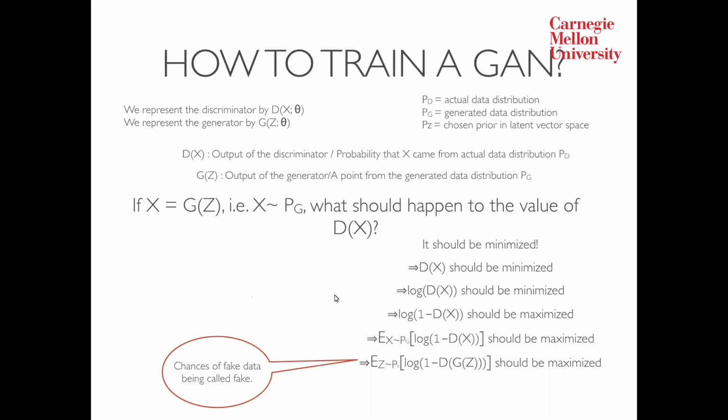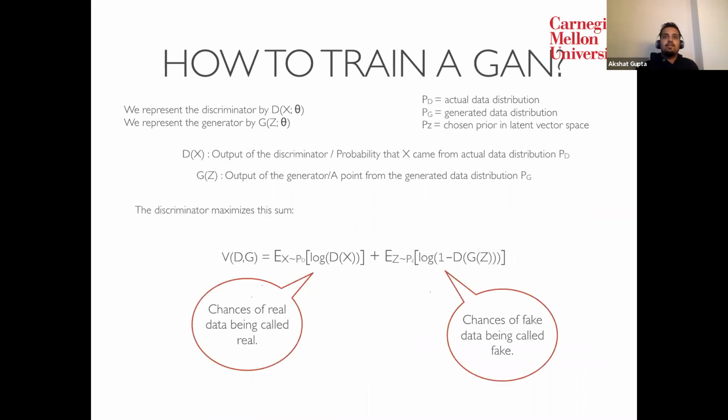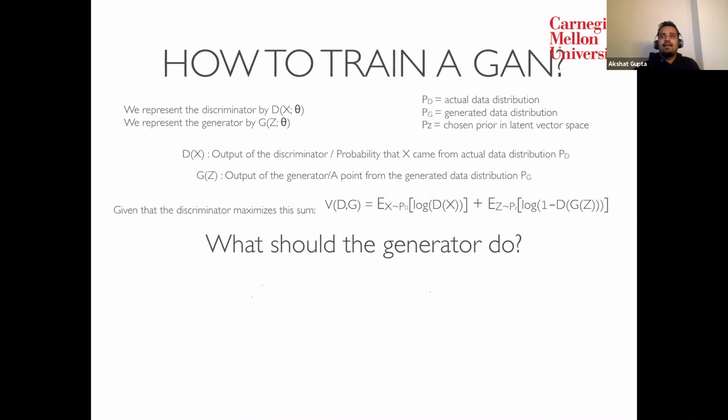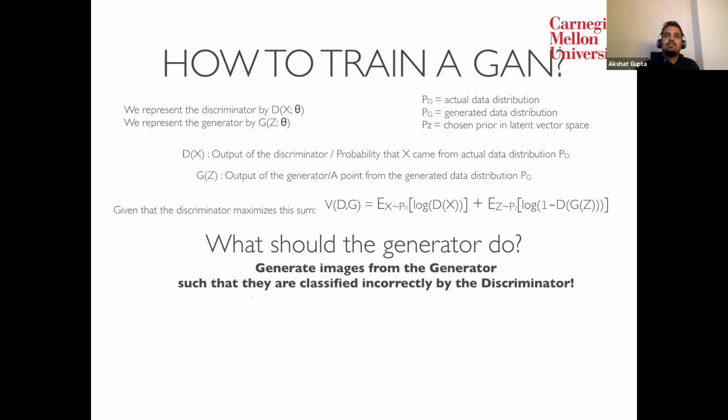Slides are stuck. So this is the objective: the discriminator maximizes the chances of calling the real data real and the chances of calling the fake data fake. Now, given that, what should the generator do? You've answered this question before. You're on the record that the generator should generate images such that they're classified incorrectly by the discriminator.